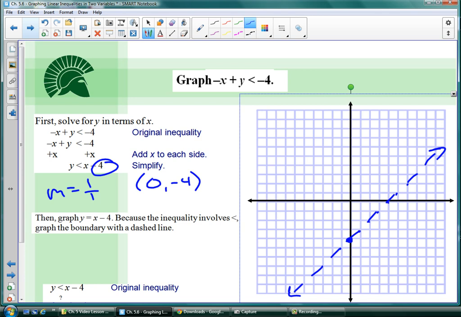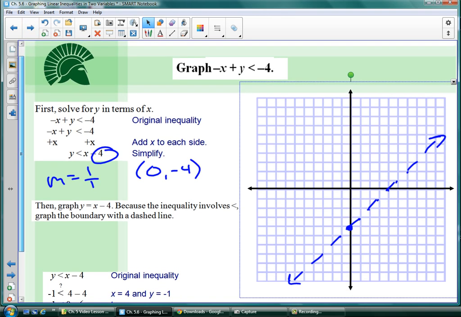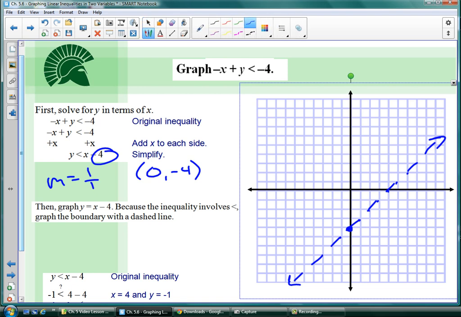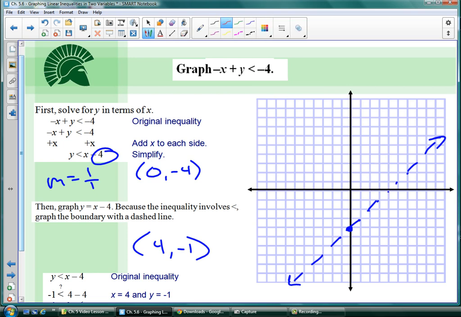Now I have to figure out, how am I going to shade this thing? And the beauty of this is we have to remember that we don't pick a point on the boundary line. We need to pick a point somewhere in the other half plane. So the point I decided to pick, and it doesn't matter, is +4, -1. Just to make sure, +4, -1 is not on my line. +4, -1, 1, 2, 3, 4, down 1, thank you. Okay, it's not on the line that I've graphed. It's not on this line at all.